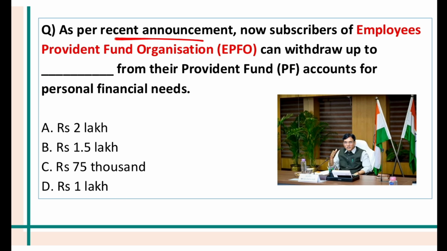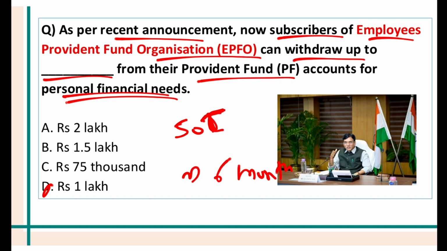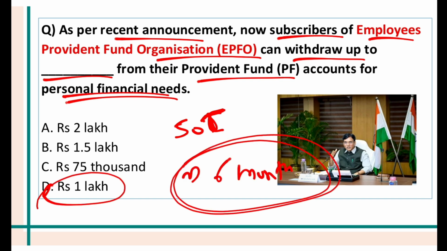As per a recent announcement, new subscribers of EPFO can withdraw up to what amount from their Provident Fund account for personal financial need? Earlier you could withdraw up to 50,000 rupees in case of a personal need, right? Now it has been doubled to 1 lakh rupees. Also, you don't even need to complete 6 months to withdraw this amount. Earlier, there was a condition that only after 6 months into service could you withdraw. Minimum 6 months you had to complete.